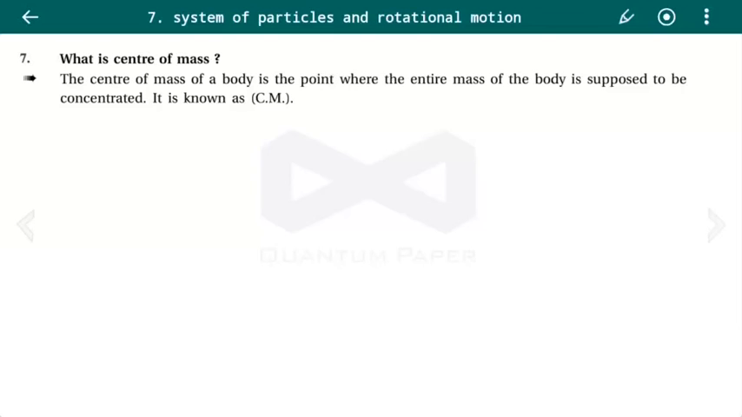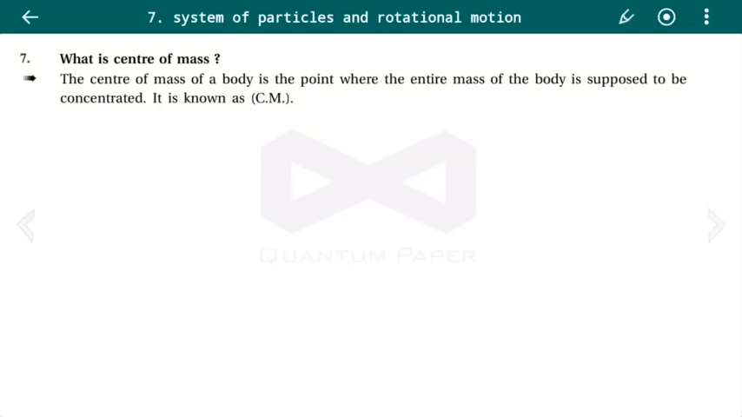In this video we are going to study about the center of mass. So first of all, let us see what is center of mass. The center of mass of the body is the point where the entire mass of the body is supposed to be concentrated. It is known as center of mass.